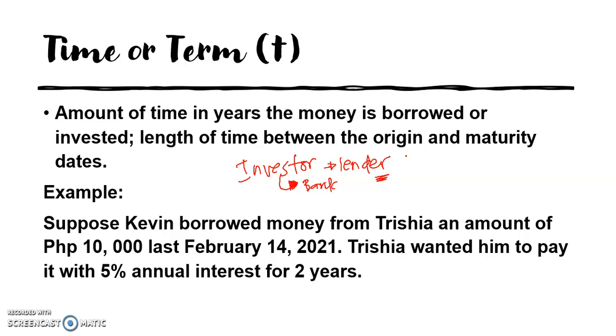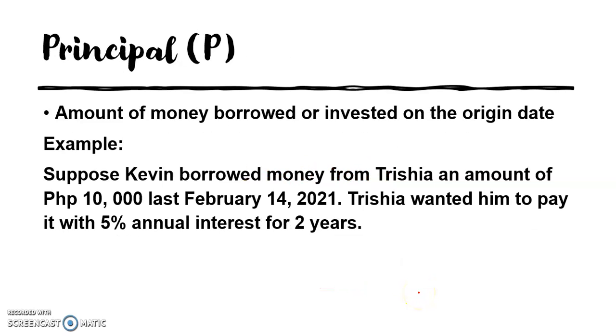Okay, in this example, the time or term used is 2 years. Ilang year from the loan date hanggang doon sa maturity date. In this example, that is 2 years. So, yung term or time na ginamit dito is 2. So, t is equal to 2.